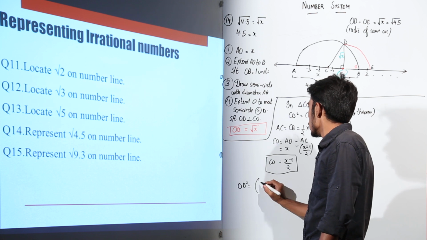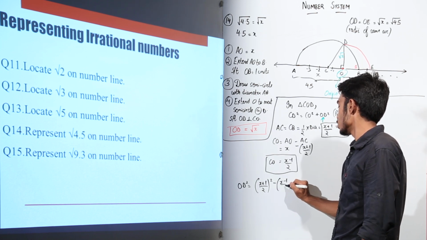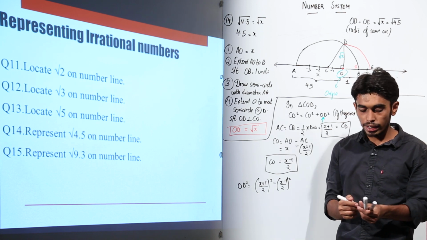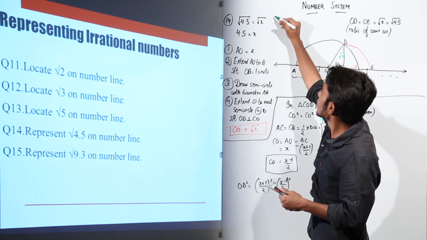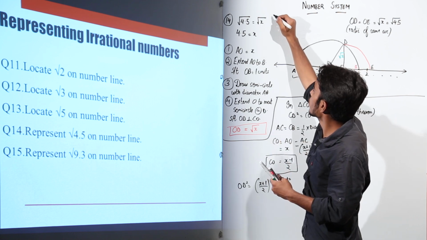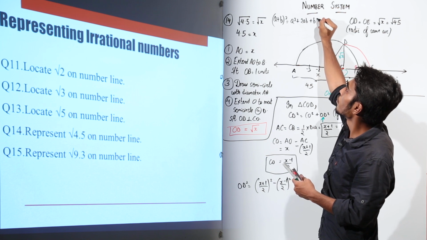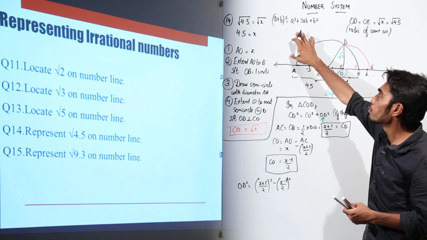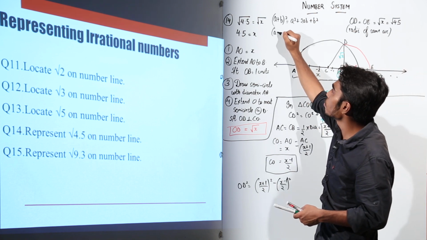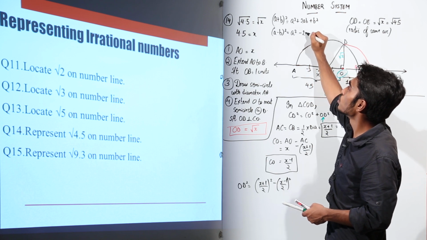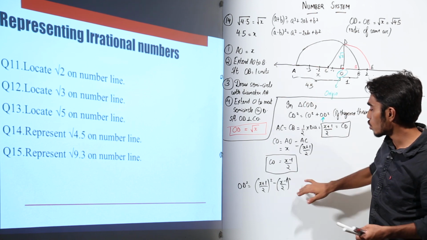Substituting the values, x plus 1 by 2 whole square minus x minus 1 by 2 whole square, right? Now we'll be using one identity. What is a plus b whole square? Let me write it here. A plus b whole square is a square plus 2ab plus b square, right? These all are identities. Identity means that if we put any value of a and b, this equation will always be satisfied. That is called an identity. Similarly, a minus b whole square is equal to a square minus 2ab plus b square. We have already done these identities in previous classes. So using these identities, we can solve this equation.